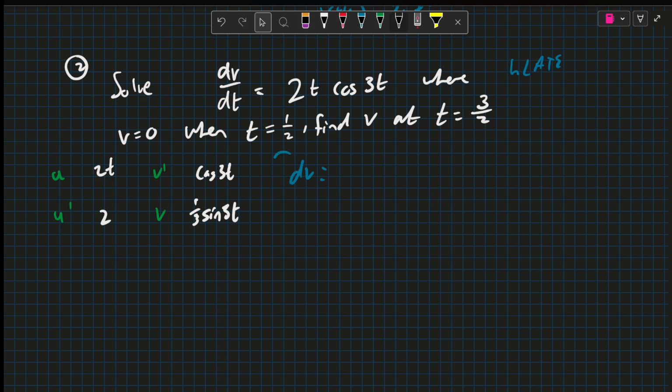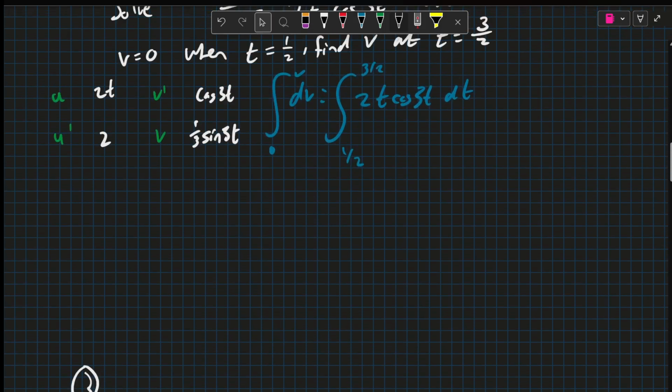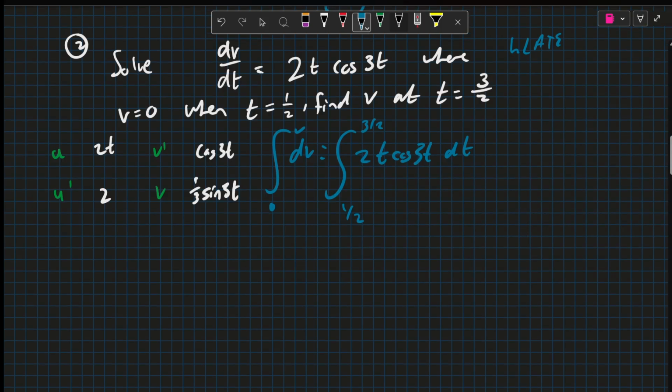dv equals, the integral dv is the integral of 2t cos 3t dt. Now, of course, we could have actually stuck the 2 outside, but it doesn't entirely matter. Where v is 0 at t equals a half, we need to find v at t equals 3 halves. So this just integrates to v. Now this one between 1 half and 3 halves.